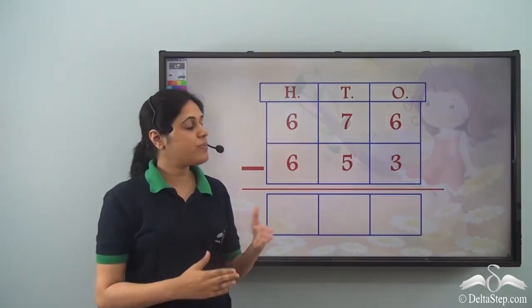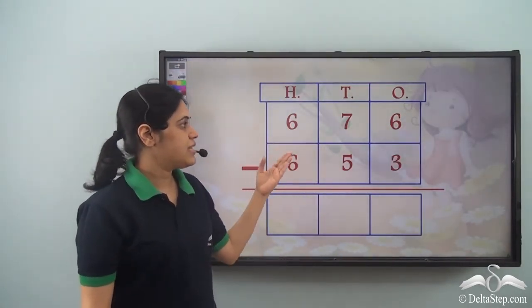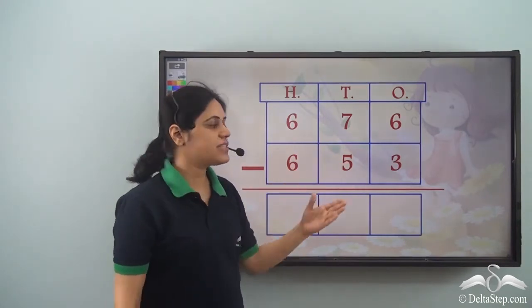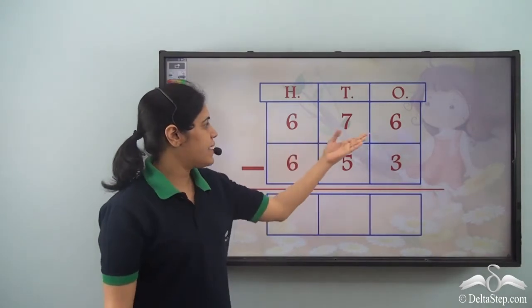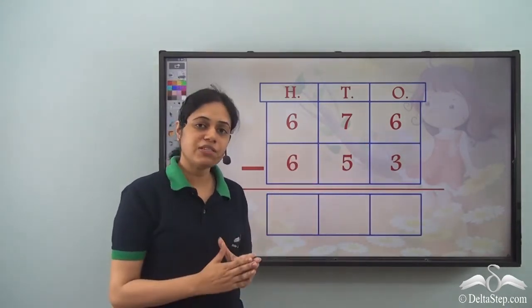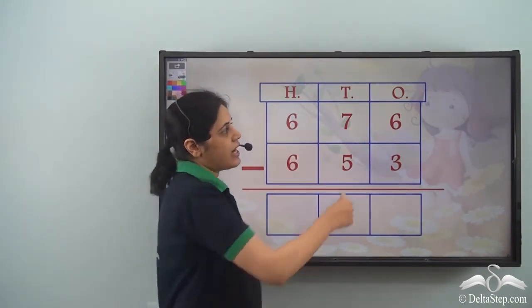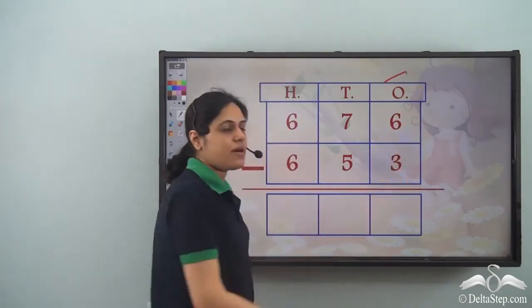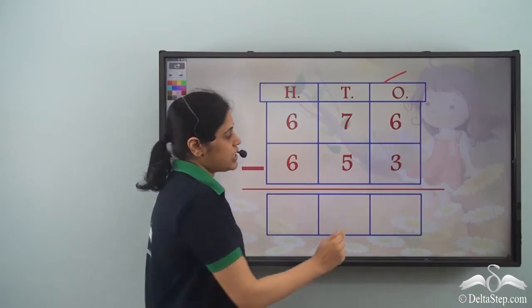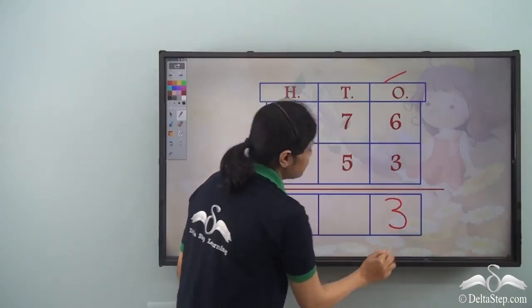Now I need to subtract these two numbers, 676 and 653. How do I do that? First, I place the digits in their respective rooms. Then I start with the ones room. In the ones room, I have 6 minus 3. So 6 minus 3 gives me 3.